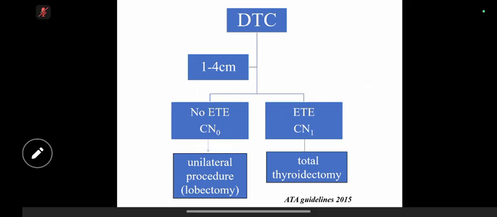Coming to the most controversial part, tumors of 1 to 4 centimeters. In this category, if there are no adverse features, that is no extrathyroidal extension, and clinically it is N0 in the central compartment and no lateral nodes, then unilateral hemithyroidectomy or lobectomy is advised. If gross adverse features are present with nodal disease, then total thyroidectomy is advised.